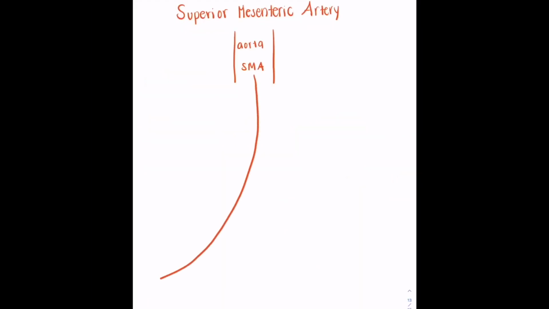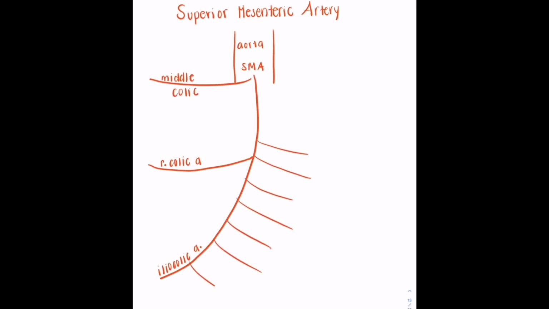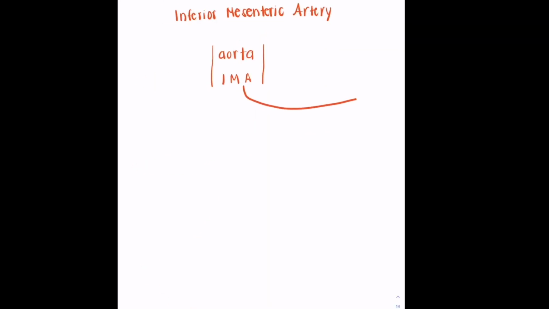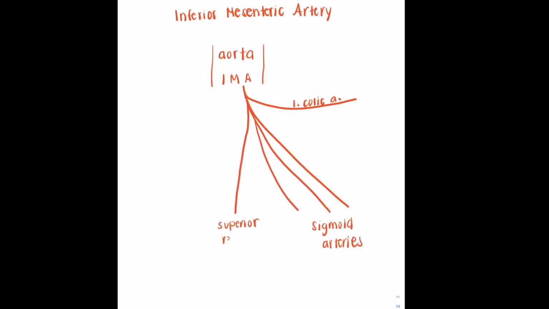Moving on to the superior mesenteric artery, it has the ileocolic artery, the right colic artery, and the middle colic artery. Then off the ileocolic are the jejunal and ileal branches. Next is the inferior mesenteric artery, which has the left colic artery for the descending colon, the sigmoid arteries for the sigmoid colon, and the superior rectal artery for the rectum.